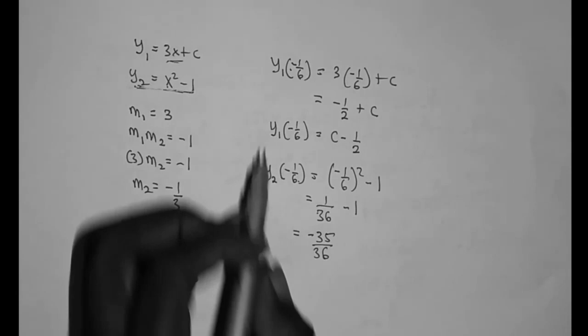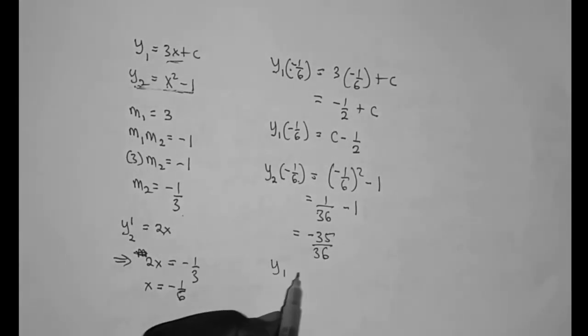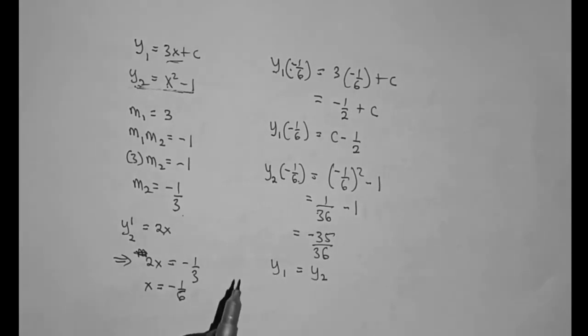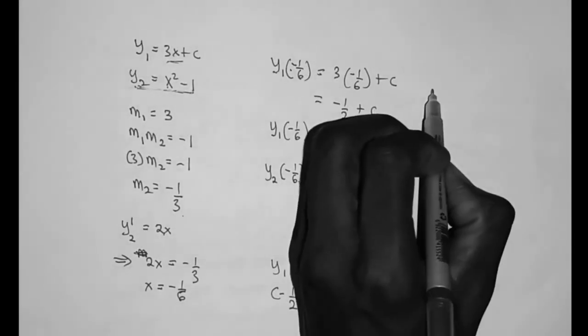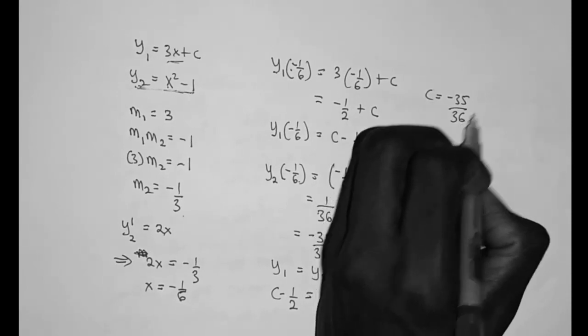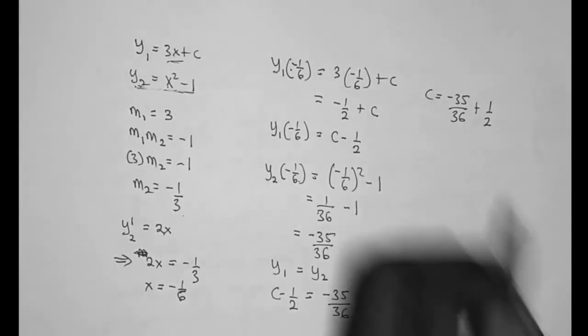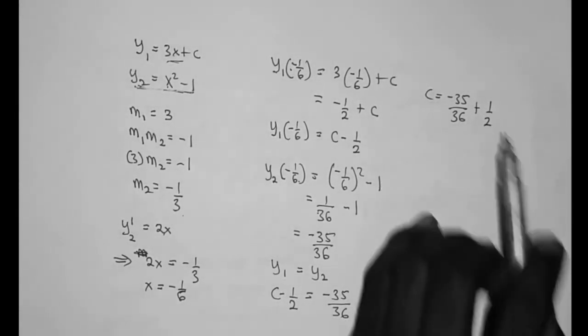So we can then equate y1 and y2. So y1 equals y2. What do we get? This means that c minus 1 over 2 is equal to minus 35 over 36. So c is equal to minus 35 over 36 plus 1 over 2. So how do we solve this?